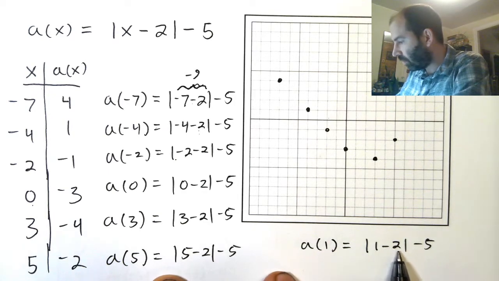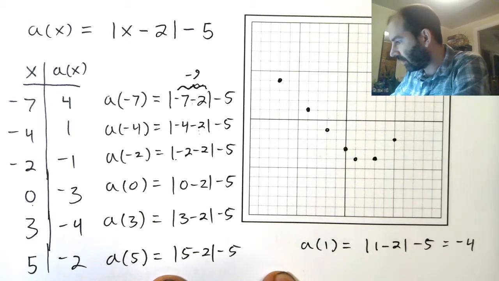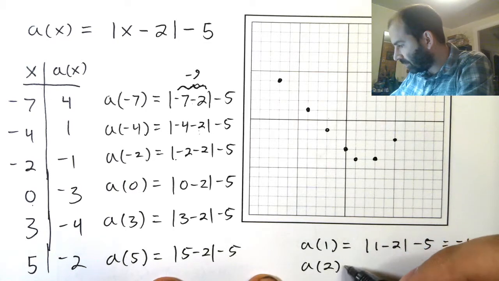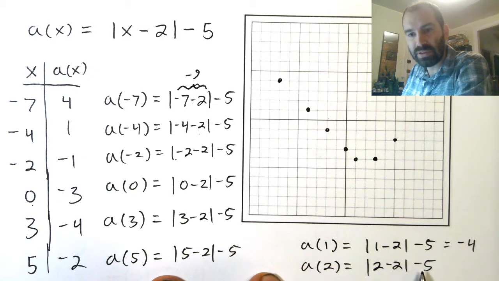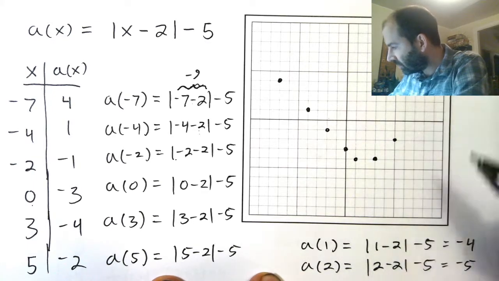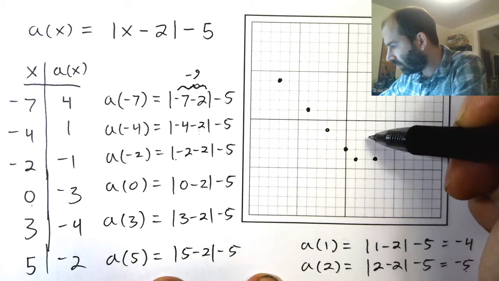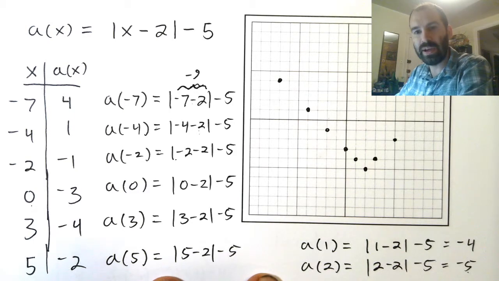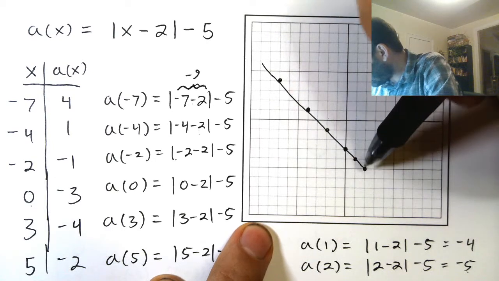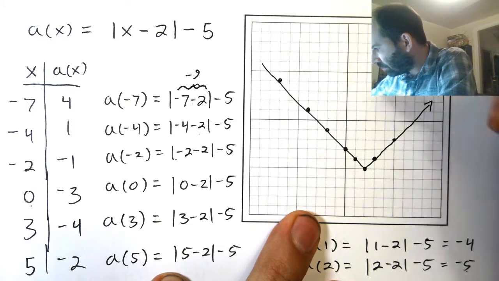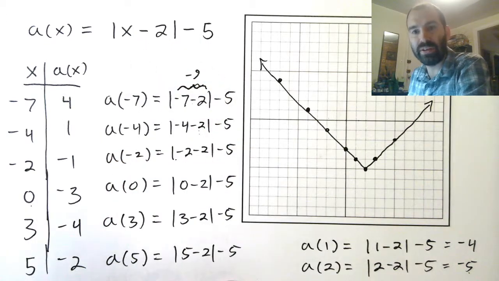Okay, this is 1 minus 5. That's -4. So 1, -4 is on the graph. And what about a of 2? 2 minus 2 is 0. 0 minus 5 is -5. So here we have 2, -5 is on the graph. See what's going on here? We're getting a V. Not a curve at all. And this is the kind of shape you can expect from absolute values.